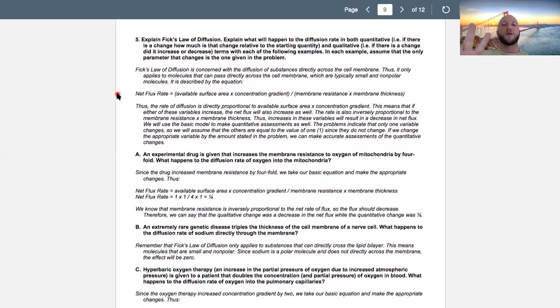There's 4 variables. So net flux is equal to available surface area times concentration gradient, divided by membrane resistance and membrane thickness. Now, you should understand that surface area and concentration gradient are directly related. You increase these variables, you increase net flux. Membrane resistance and membrane thickness are inversely related. If you increase resistance, you decrease flux.